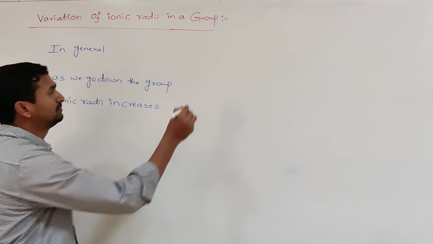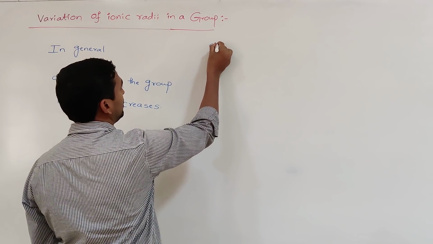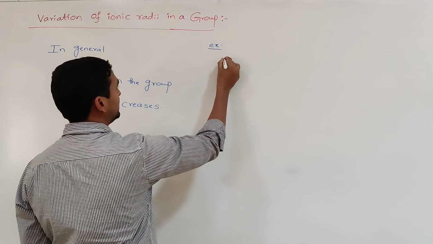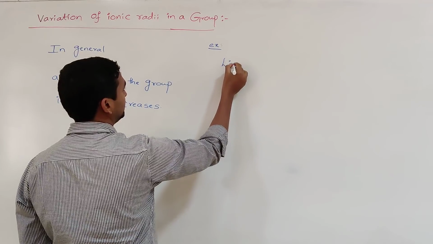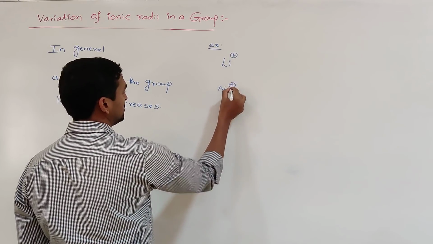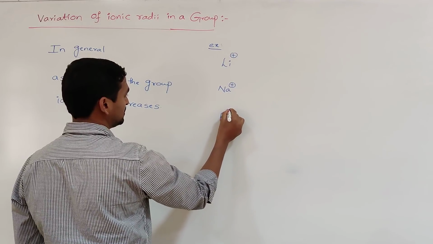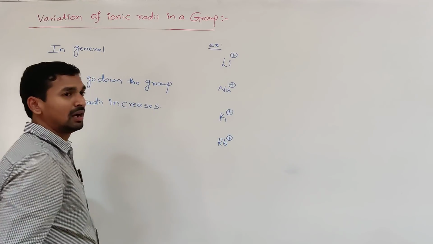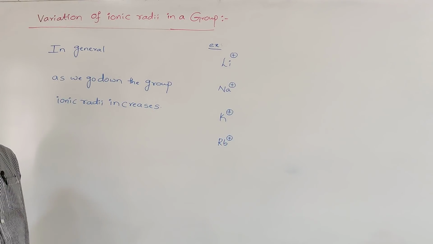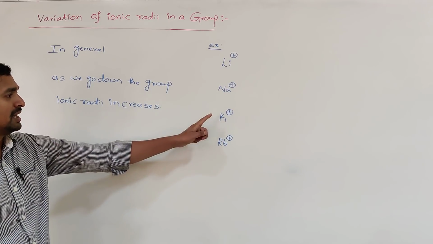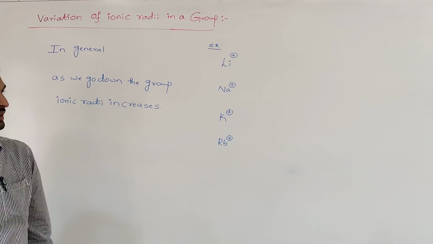For example, the first group elements all lose the electrons. We get lithium plus, sodium plus, potassium plus, rubidium plus, like that. All are losing one electron, resulting in the formation of a positive ion. So Li plus, Na plus, K plus, Rb plus, like that.